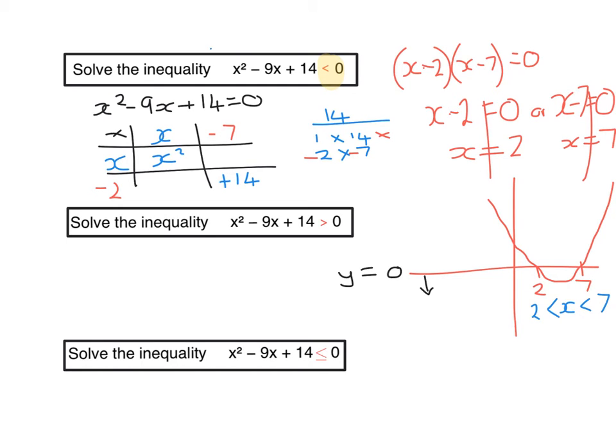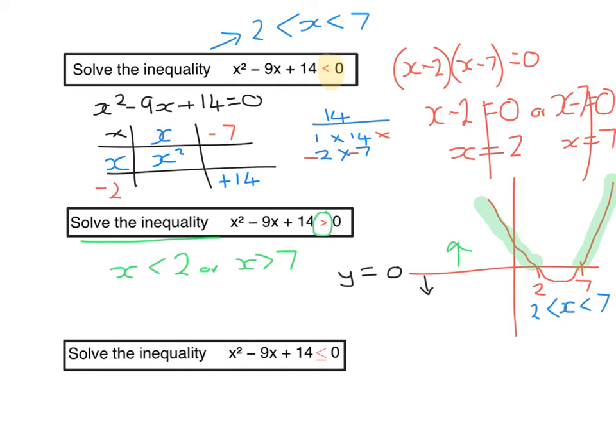Let's write that up here. So this one is x is between 2 and 7. Now you'll see that this question here is now bigger than 0. So it would be anything above the line. So that would be this highlighted bit here. So therefore it would be anything that's less than 2, so x is less than 2, or x is greater than 7.